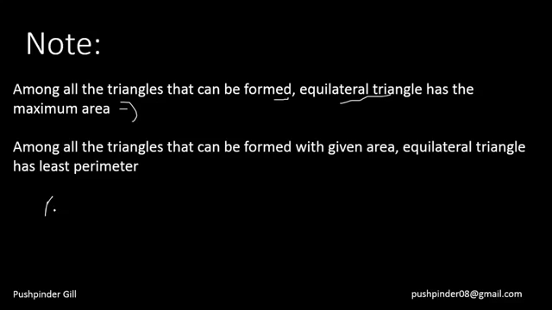Let's suppose I say the area of a triangle is 16 root 3 centimeter squares. What is the least perimeter that I can get out of it? I know that the least perimeter given the area is an equilateral triangle. So I'd say this is equal to root 3 by 4 side square, and I can get the side and I can get the perimeter of the triangle.